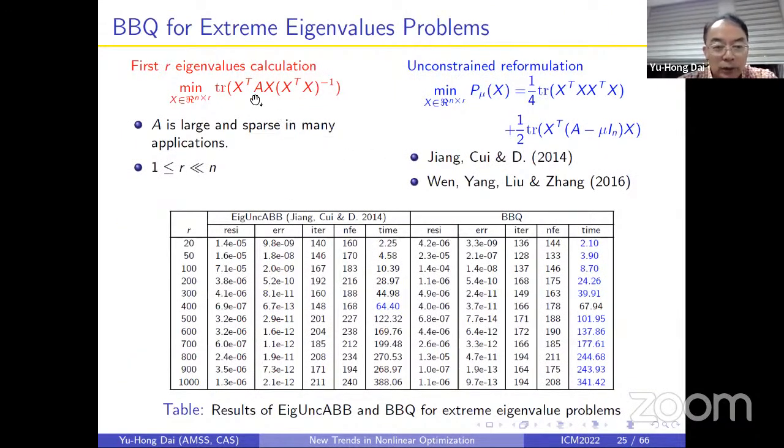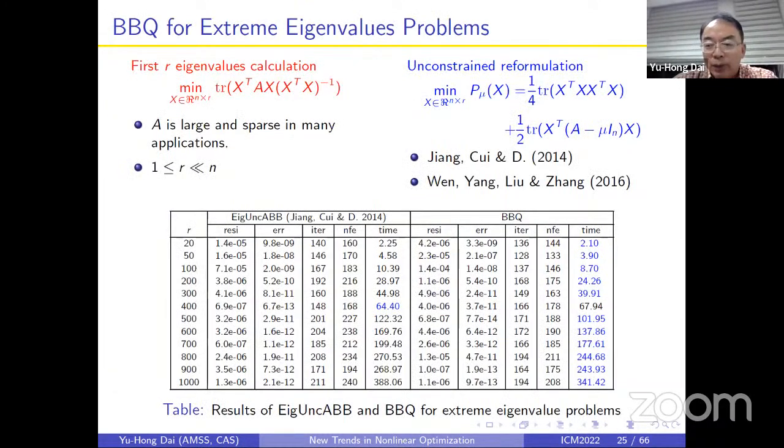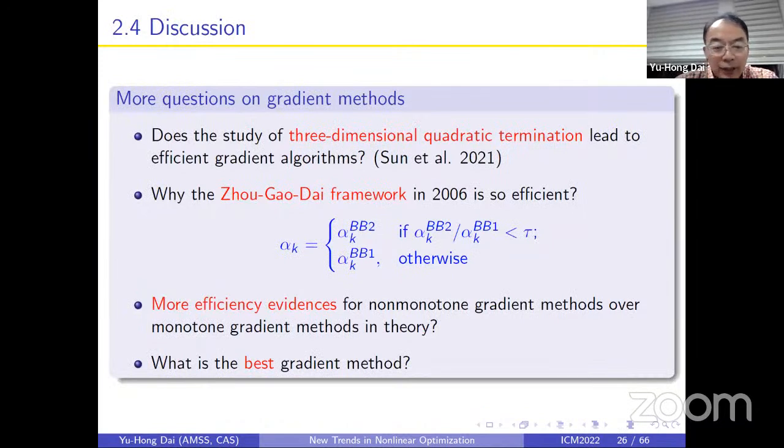And here, we have some kind of extreme Algovano problem. So we can get its unconstrained formulation. And then we can work on this matrix optimization problem. And we can see we get a very efficient BBQ method here. So by equipping BB with the two-dimensional quadratic termination property, we get a very efficient BBQ step size and BBQ method. So we can ask some more questions.